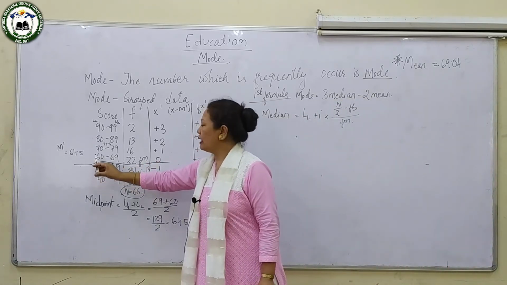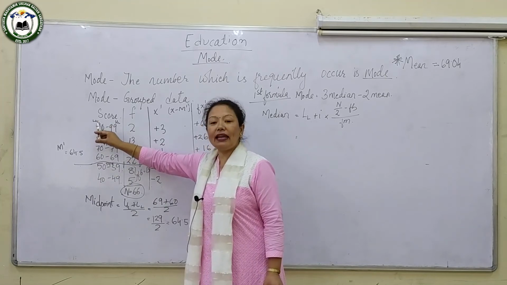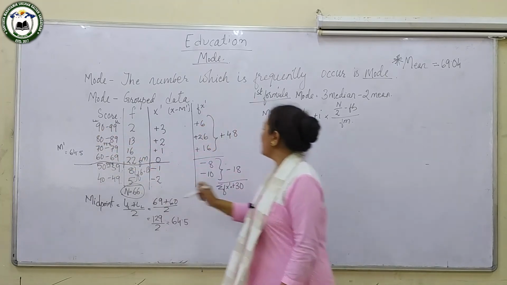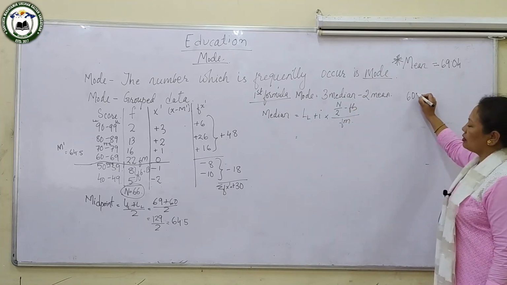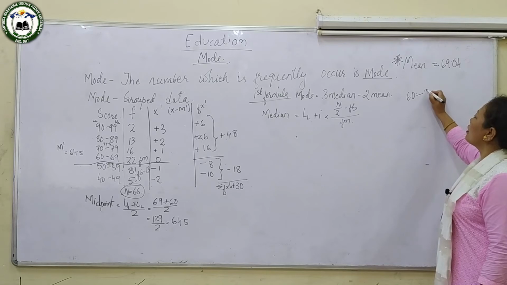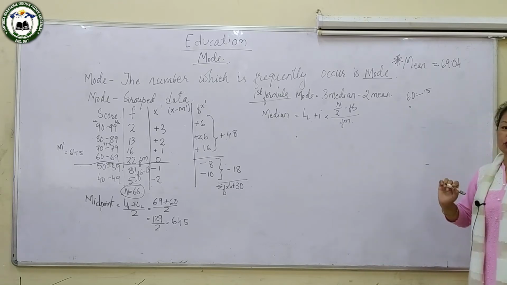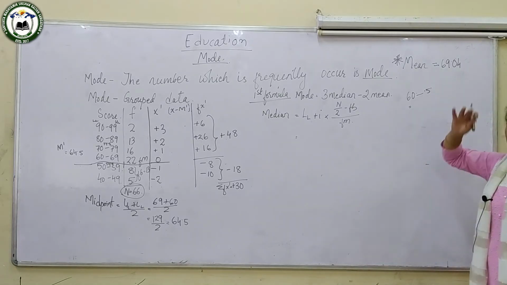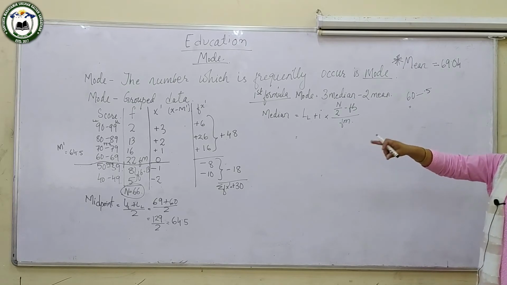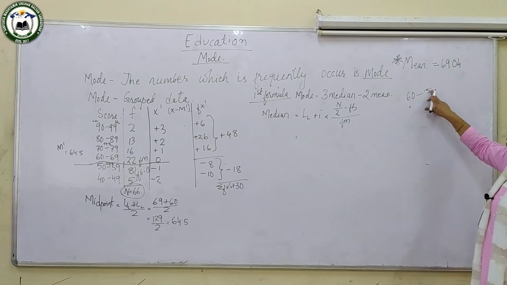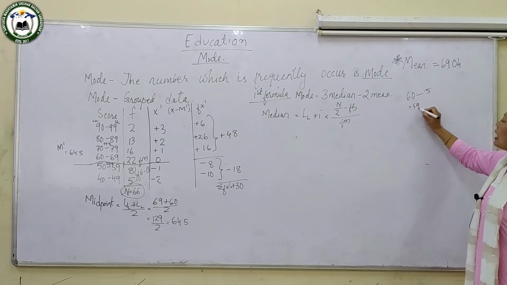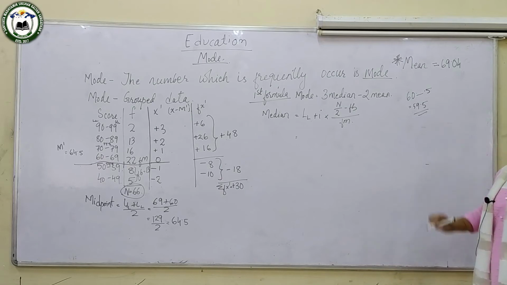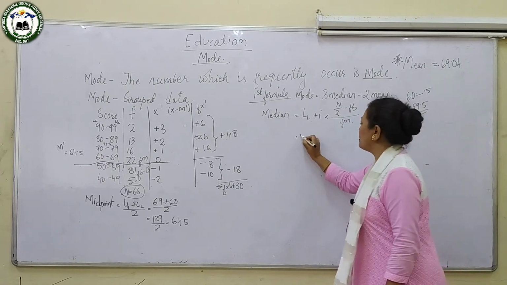So 60 is my lower limit. But to find out the actual lower limit, 60 minus 0.5. So when you subtract 0.5 from the lower limit in a discrete series, your number will become 59.5. So this is my actual lower limit.